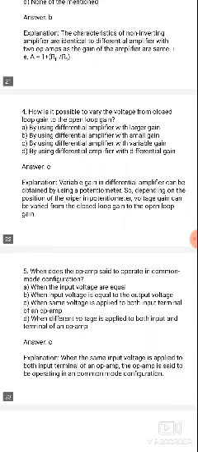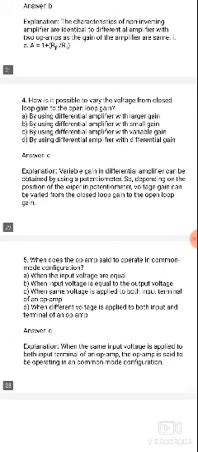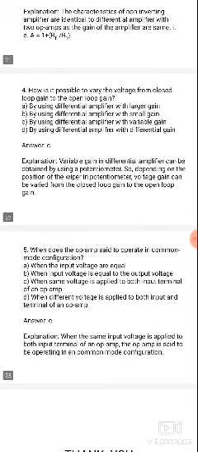Next, fourth question: how is it possible to vary the voltage from closed loop gain to open loop gain? How can it vary from closed to open? The options are by using a differential amplifier with larger gain, with small gain, with variable gain, or with differential gain.